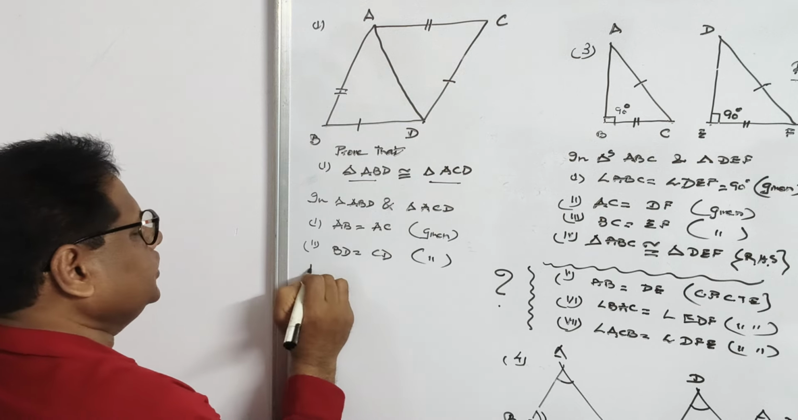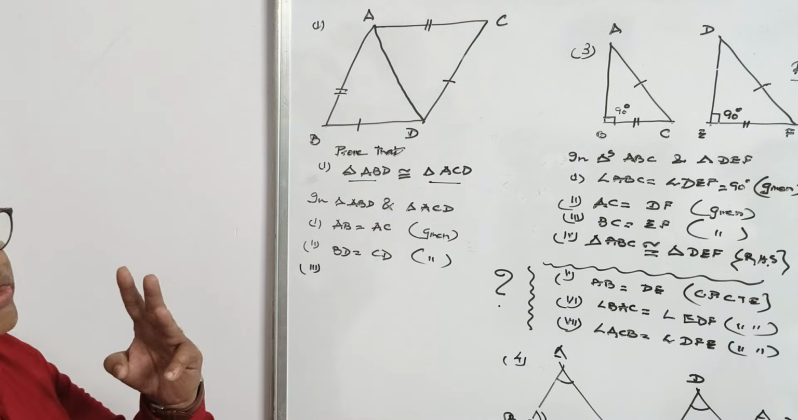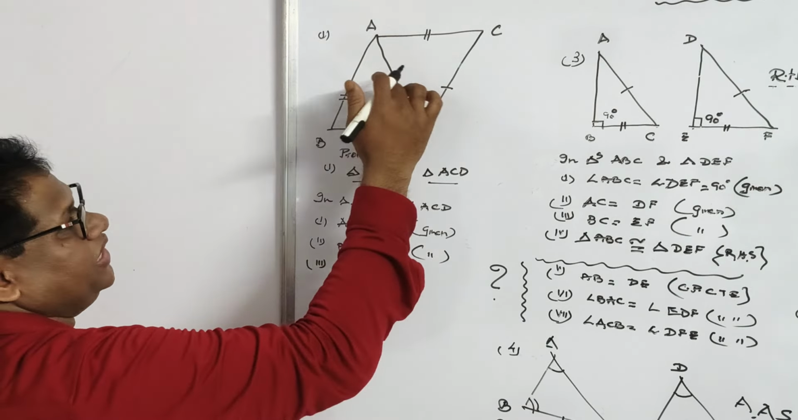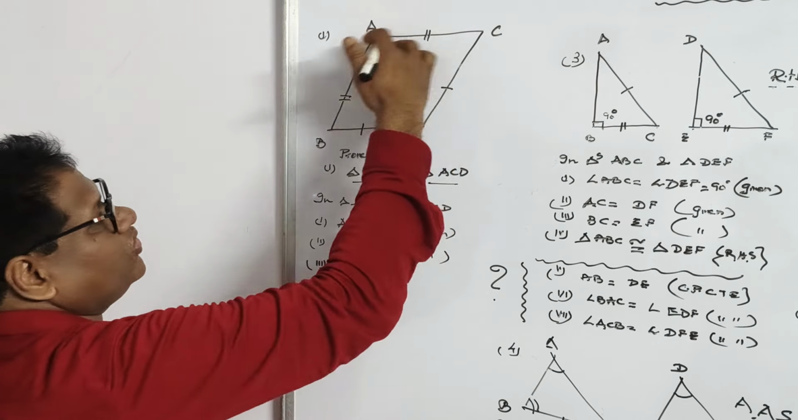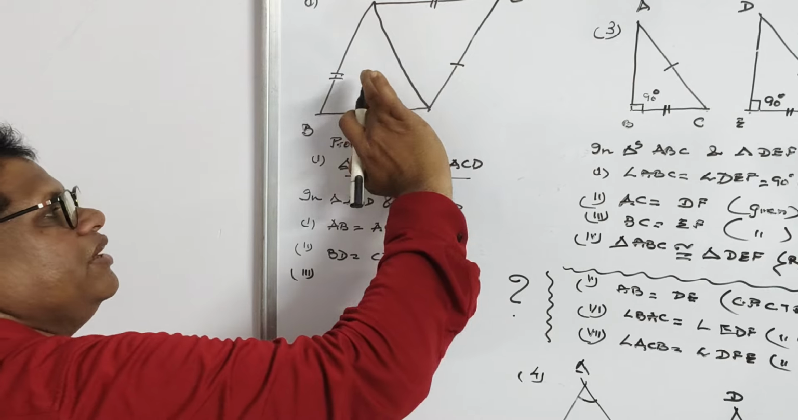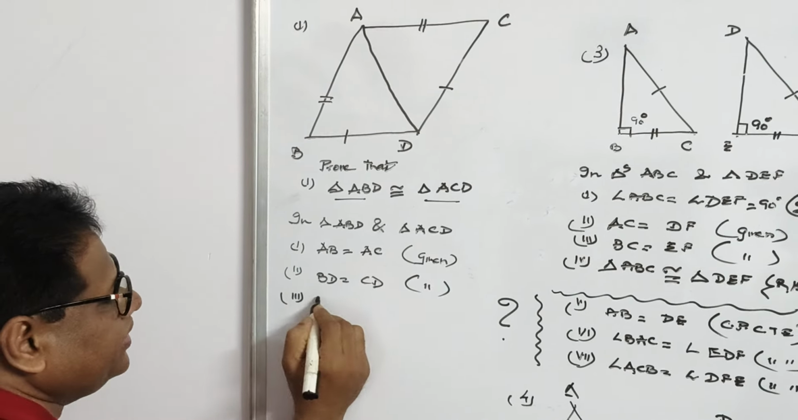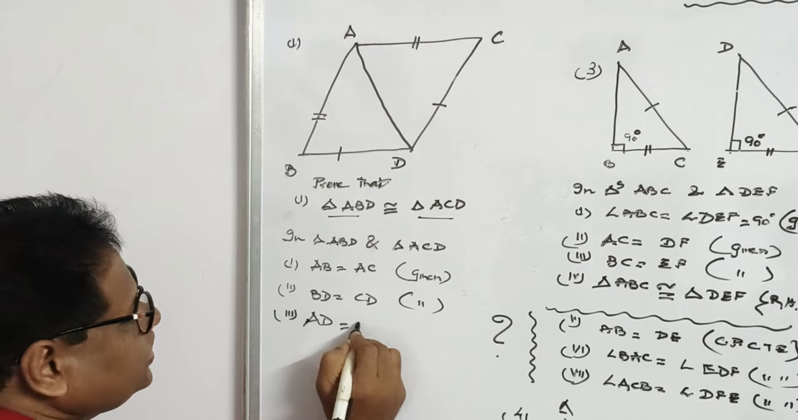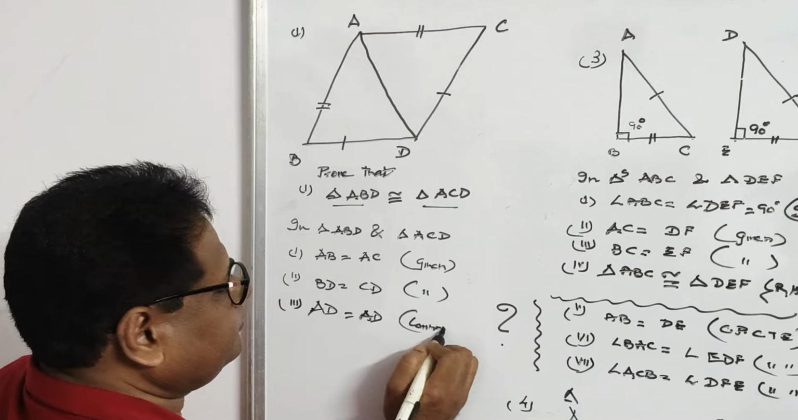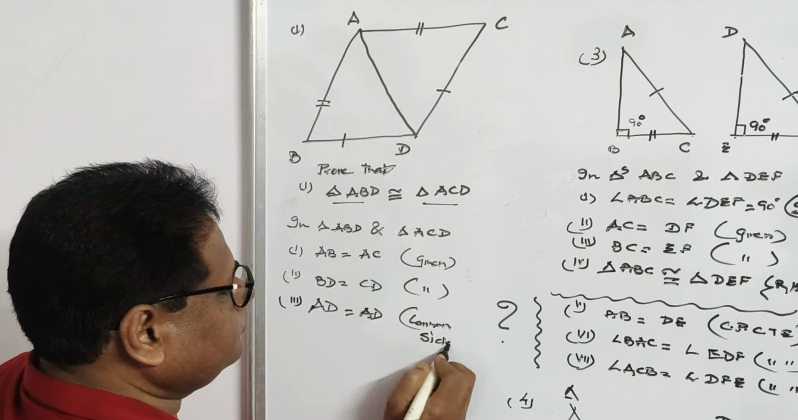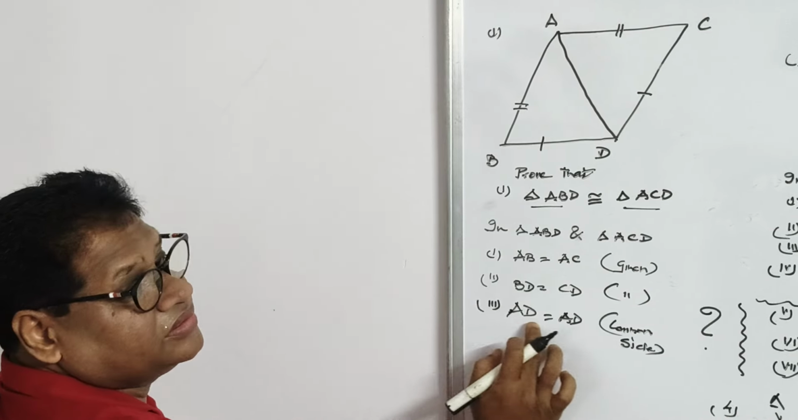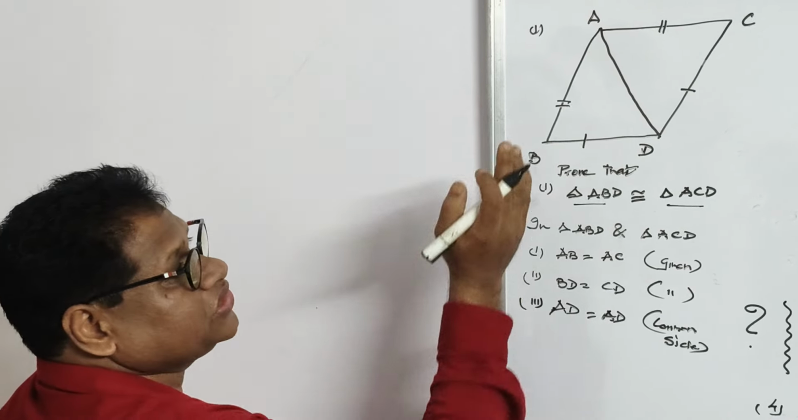Now, the third thing you have to find is hidden. You can see that for triangle ABD, AD is a side, and for triangle ACD, AD is again a side. So AD is common for both triangles, ABD and ACD. So we write AD equals AD, that is the common side. Sometimes you might have a problem finding the hidden properties. This is the hidden property in this question.